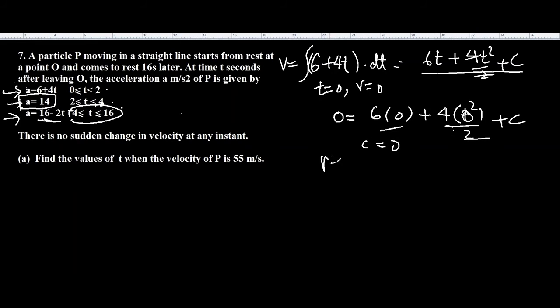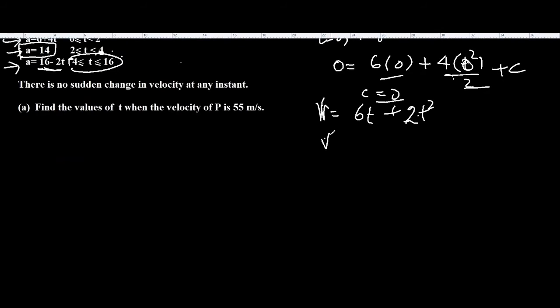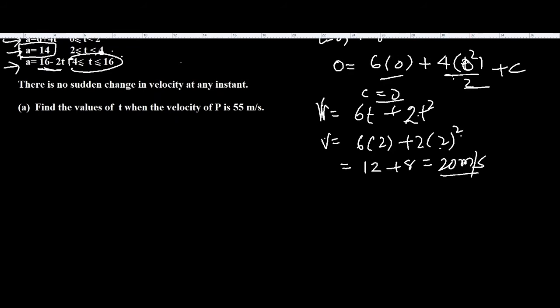So the equation of velocity becomes 6t plus 4 and 2, 4 and 2 cancel, 2t square, and c is 0. So this is the equation. Since this is a quadratic equation, let's find what the speed is after 2 seconds. So 6 times 2 plus 2 square, that becomes 12 and 8, 20 meters per second. So it started from rest and ended at 20 meters per second, but the equation of velocity is a quadratic equation. That means it may have turned in between. It's possible. Let's see if we got 55 meters per second anywhere in between.